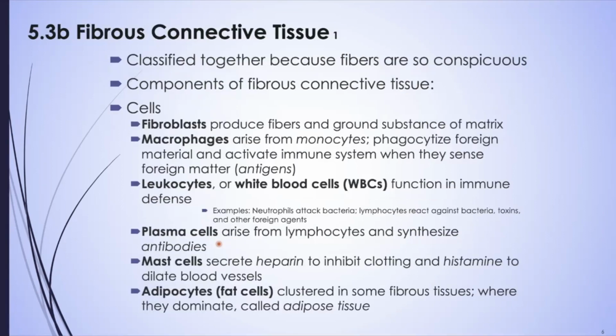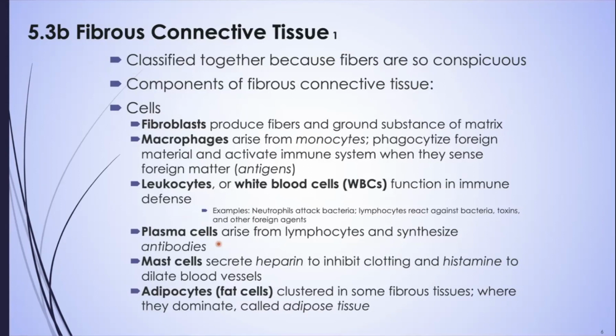So let's go into the first grouping, fibrous connective tissue. They are considered fibrous because the fibers are so obvious. The components of the fibrous tissues are going to include many different types of cells. You've got fibroblasts, macrophages, leukocytes, which are white blood cells, plasma cells, mast cells, and adipocytes. So depending on which type of connective tissue, you have very specific types of cells. By the way, this is a short list.